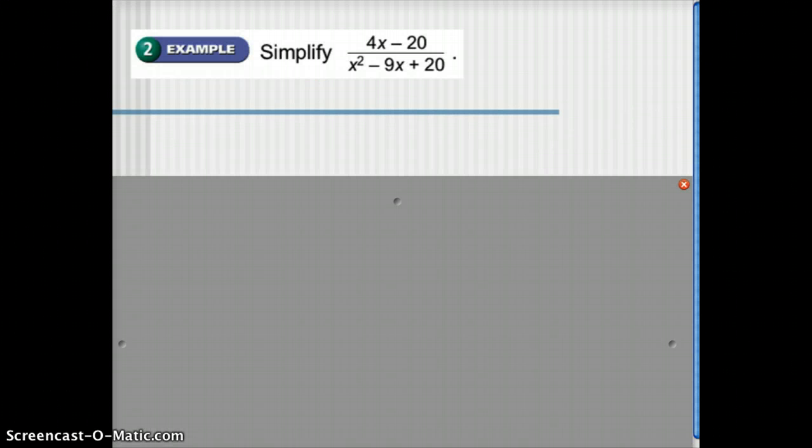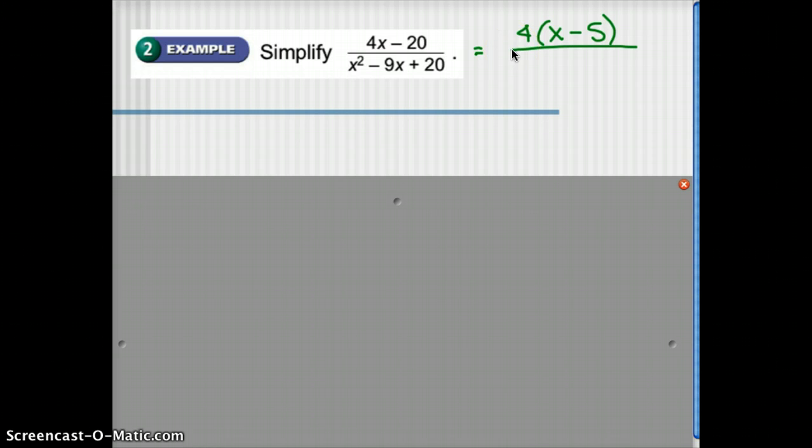Let's try another one. You're going to want to factor first, and then you're going to want to cancel out common factors. Try that on your own if you can, and see if you get what I get. On the numerator, it's going to be 4 times the quantity x minus 5. I factored out that GCF of 4. On the denominator, that's a trinomial.